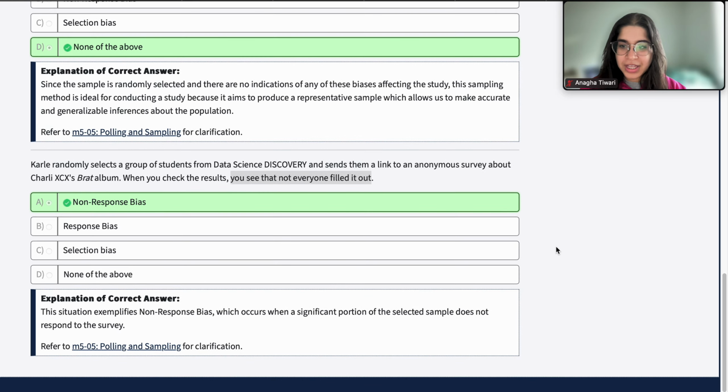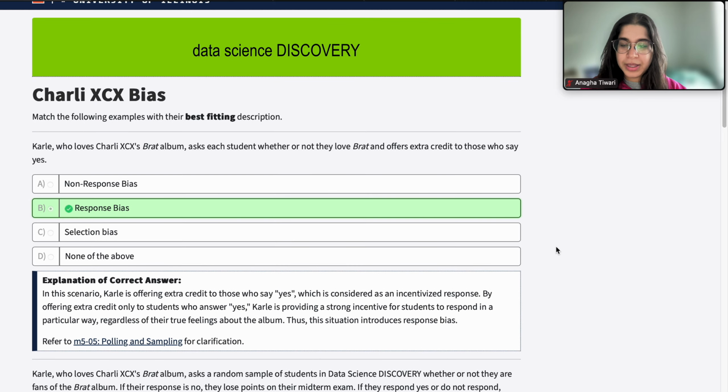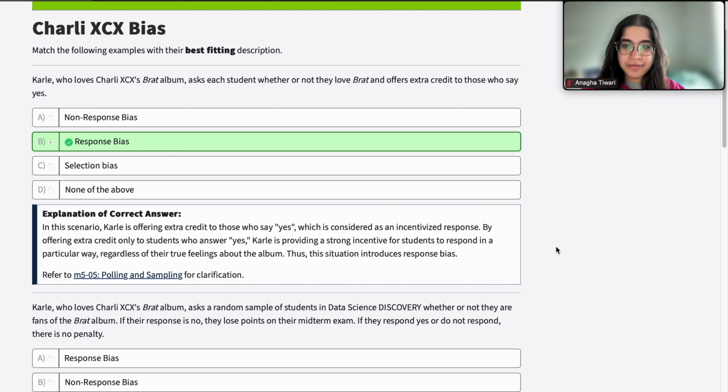So hopefully this series of questions was helpful. The main part is just deciding where the bias is occurring and then going through those definitions and seeing what makes sense.